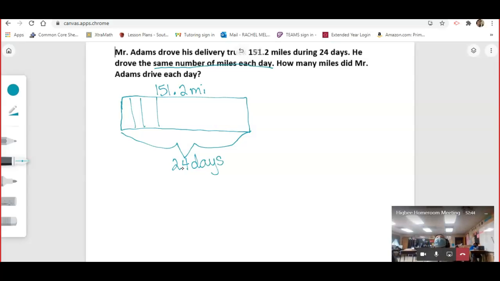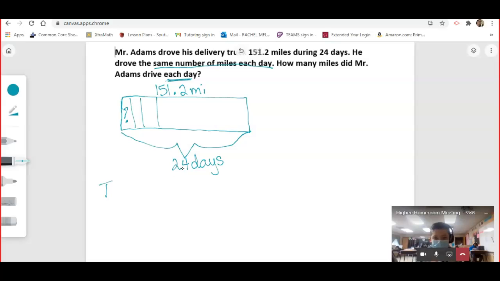Okay, and what they want to know is how many did he drive each day? Well, if each of these little pieces on the strip diagram is a day, we're trying to find out how many miles he's driving in one day. Questions on that one?